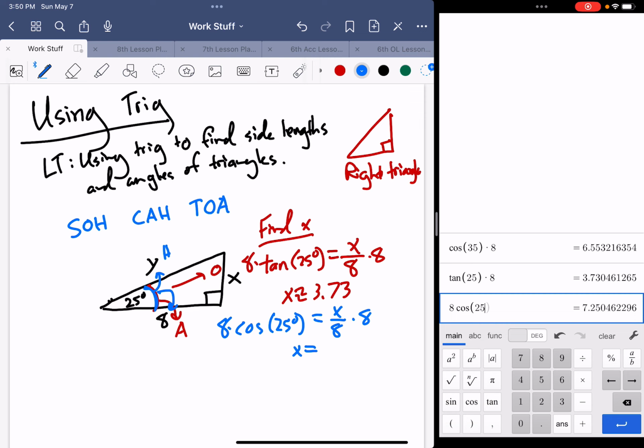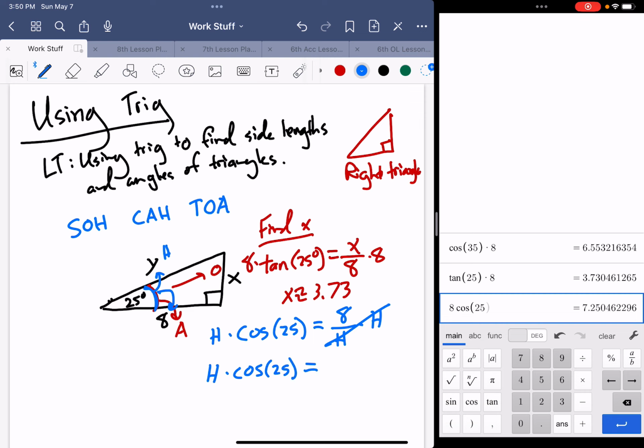I see the mistake I made. Good thing I did that so we can all learn from this, right? Slow it down. Cosine of 25 is going to equal 8 over my hypotenuse. I don't know what my hypotenuse is, so I have to figure that out. In order to do this, I'm going to have to do some fancier math. I'm going to multiply both sides by my hypotenuse, so that way I cancel out here, and I have my hypotenuse times cosine of 25.